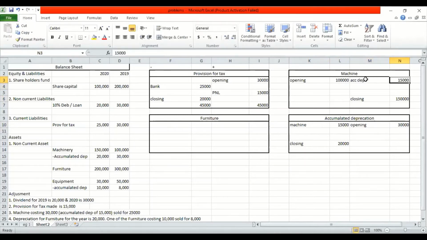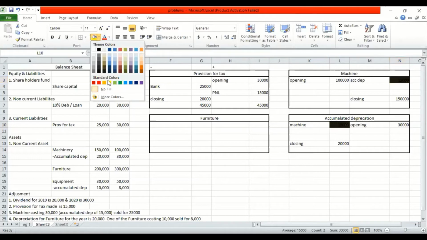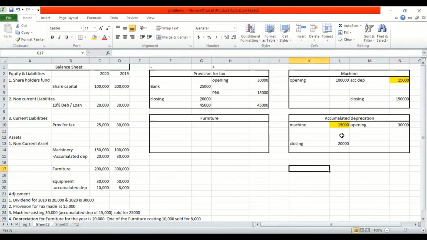I hope this part is clear. Now, what I'm going to do, I generally ask students to do this. I ask them to put a cross here. I'm just putting yellow lines, but I want you to put a cross here. That means you have debited and credited. This 15,000 will have no impact in your cash flow statement. That is why I asked to put a cross.